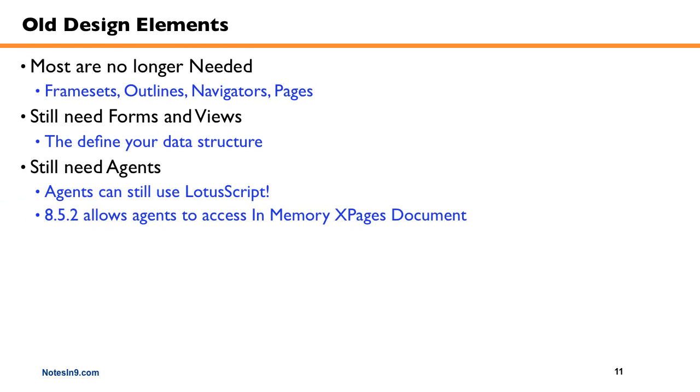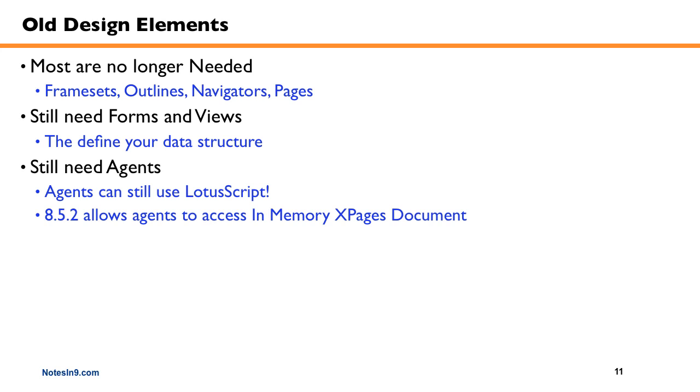Okay, so that's the new. Well, what about the old? Well, I guess they say out with the old. A lot of the old design elements you're no longer going to need. Frame sets, outlines, navigators, and pages. See ya. It was nice knowing you. You still do need forms and views. They're going to stick around. Forms are going to be used to define your fields, and views are going to be kind of like queries in an Access database.